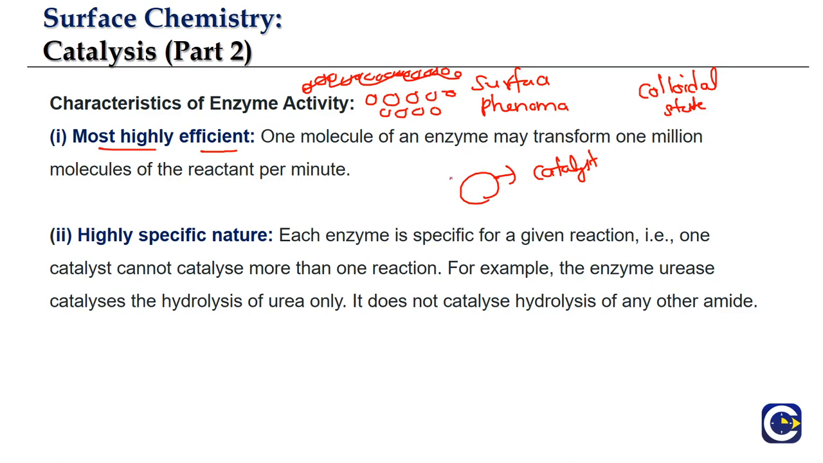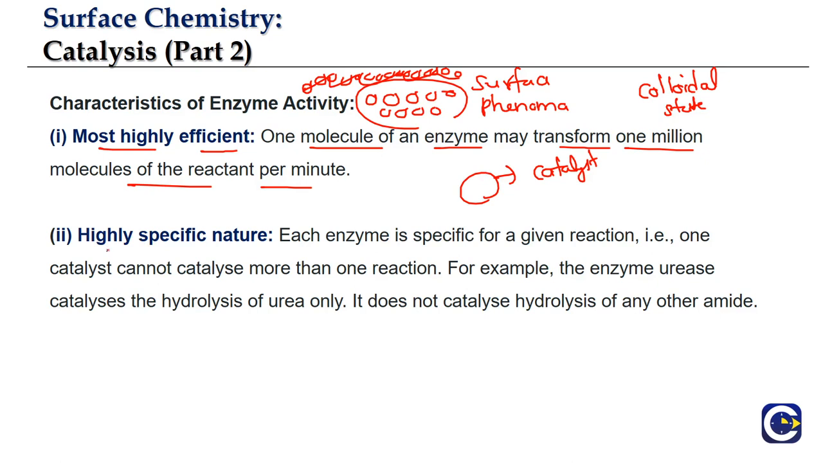If you look at the catalytic activity per unit mass of a catalyst, we will see that the enzymes stand at the top, because here each and every molecule of the enzyme is able to act as a catalyst, and it can transform even millions of reactant molecules per minute. So it is a very highly efficient catalytic process. There are no molecules within the bulk that are not playing a role in the catalytic activity. Each and every particle can play the role of a catalyst.